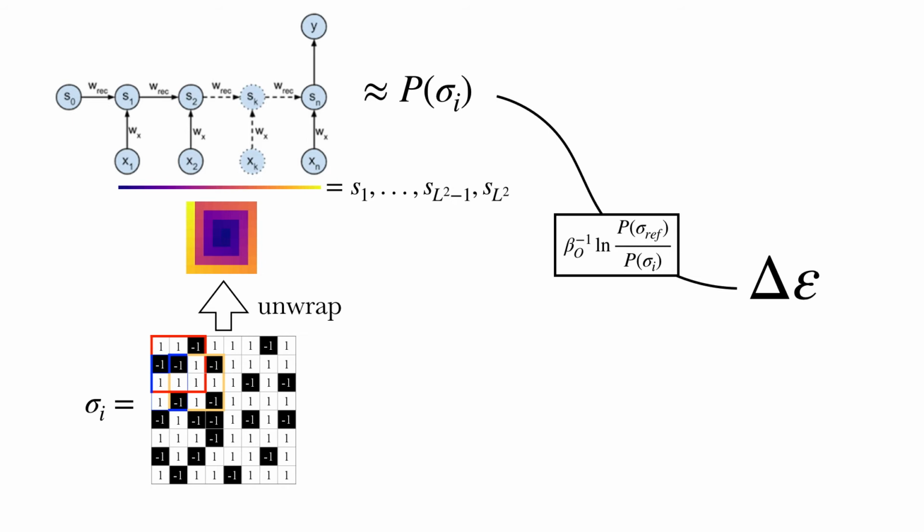We're going to turn it into a sequence, and then we're going to train recurrent neural nets on different lengths of those sequences. Then the net will start to learn how to predict the next spin in the sequence. And why is that useful?